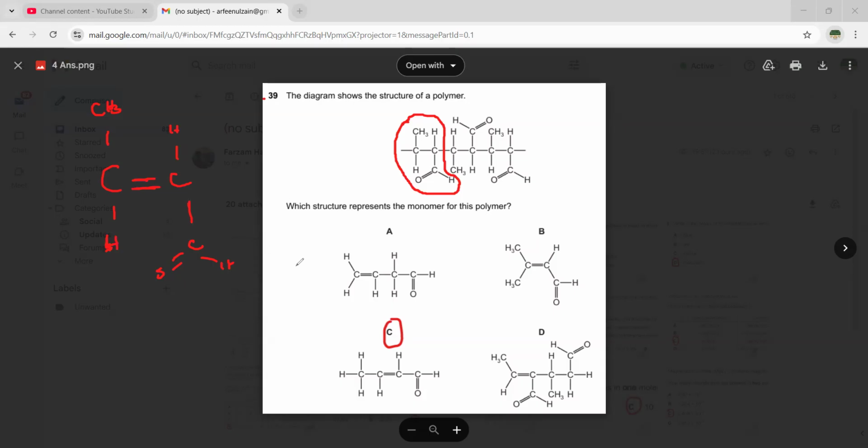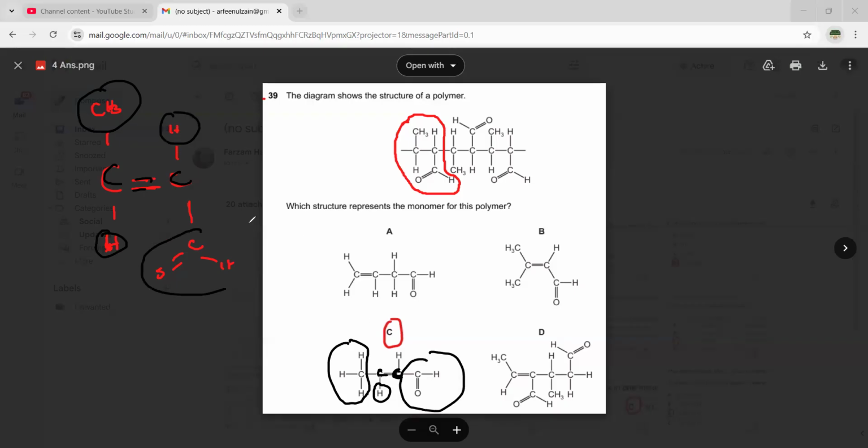Now we want to check which one matches with the structure of the monomer. Carbon-carbon double bond: these are the two carbon atoms which have a double bond. With one of the carbons, there is hydrogen, and next to that is CH3 attached. With the second carbon on the right-hand side, there's a hydrogen attached, and next to that is C double bonded with O and H is attached. So it means option C is the right answer for this.